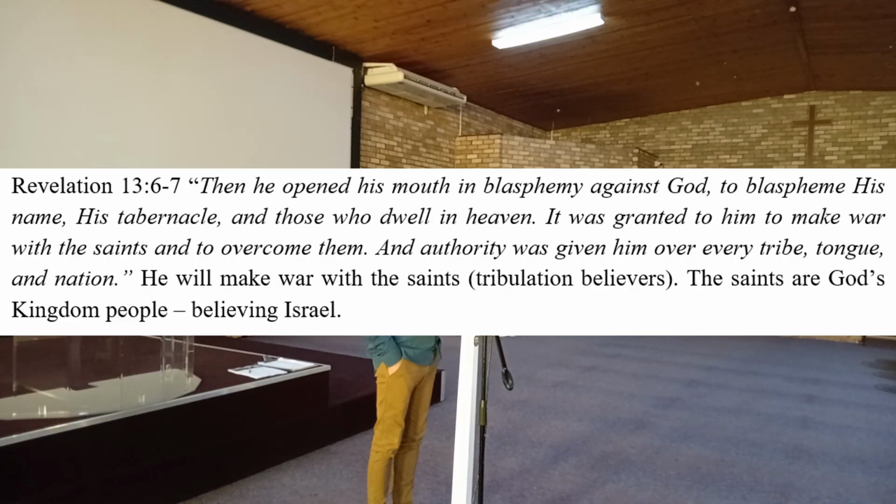And then it says in verses 6 and 7, then he opened his mouth in blasphemy against God, to blaspheme his name, his tabernacle or temple, and those who dwell in heaven. It was granted to him to make war with the saints and to overcome them. This is not Christians, because Christians are already in heaven. We've been raptured. And authority was given to him over every tribe and tongue and nation.